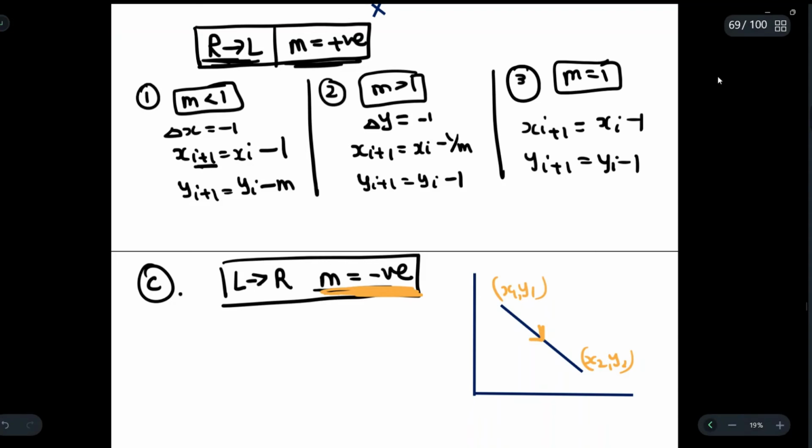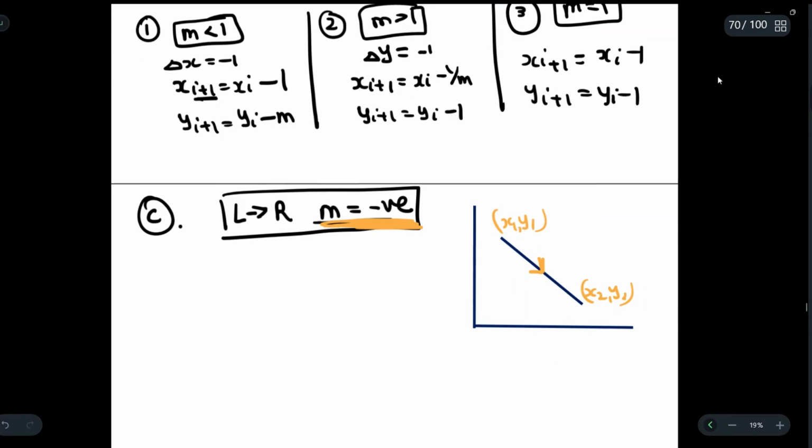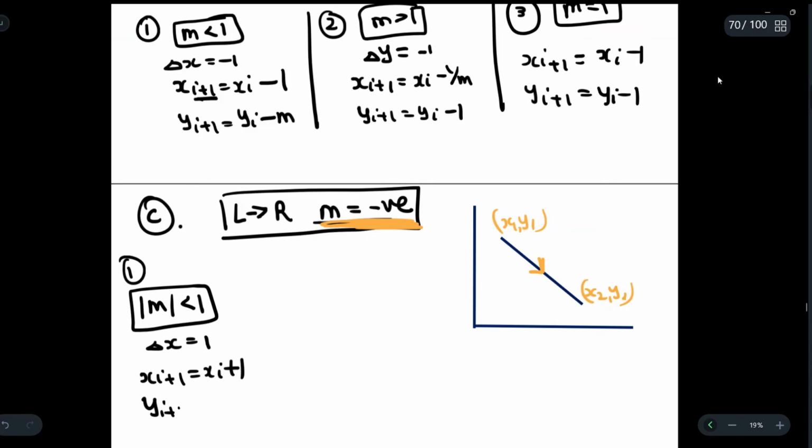So now let us consider the different scenarios again. Say that for the m value we will now take the mod, that is, mod of m is less than 1. This is the first part. Here we will take del x equal to 1, and we will get the next x coordinate as x(i+1) = xi plus 1, and we will get the value of y(i+1) as yi plus m.